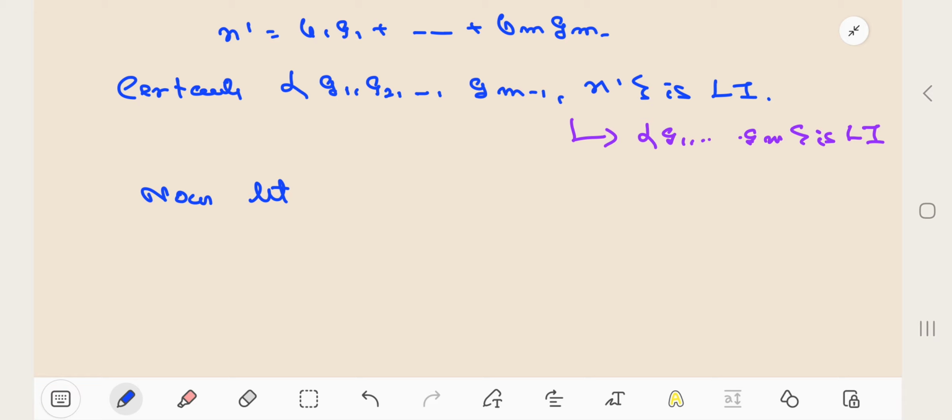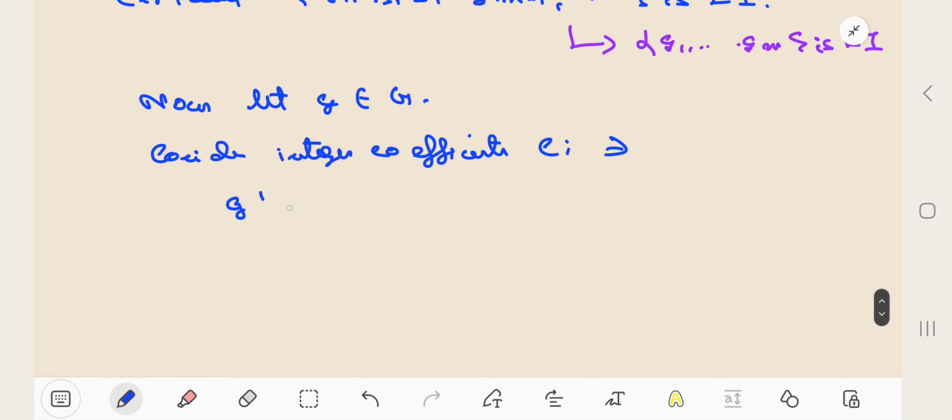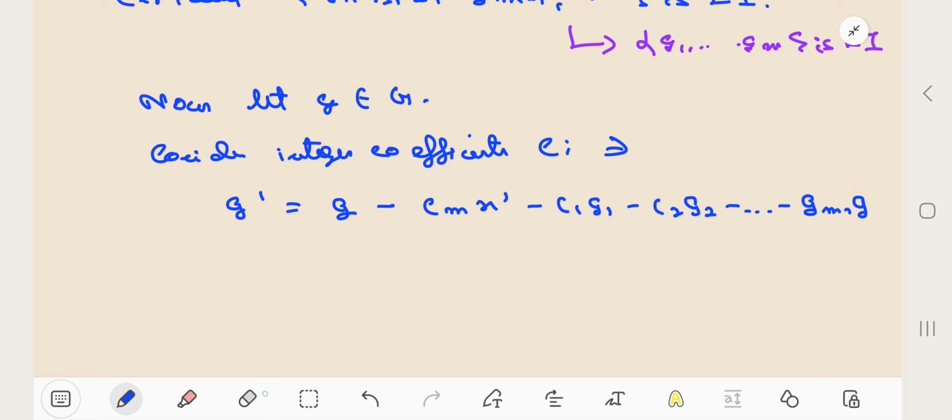Now our claim is to show that this set in fact spans G. So now let small g be an element from capital G. Consider integer coefficients ci such that the vector g prime, which can be written as g minus cm times x prime minus c1 g1 minus c2 g2 and so on till c(m-1) g(m-1), is in T.